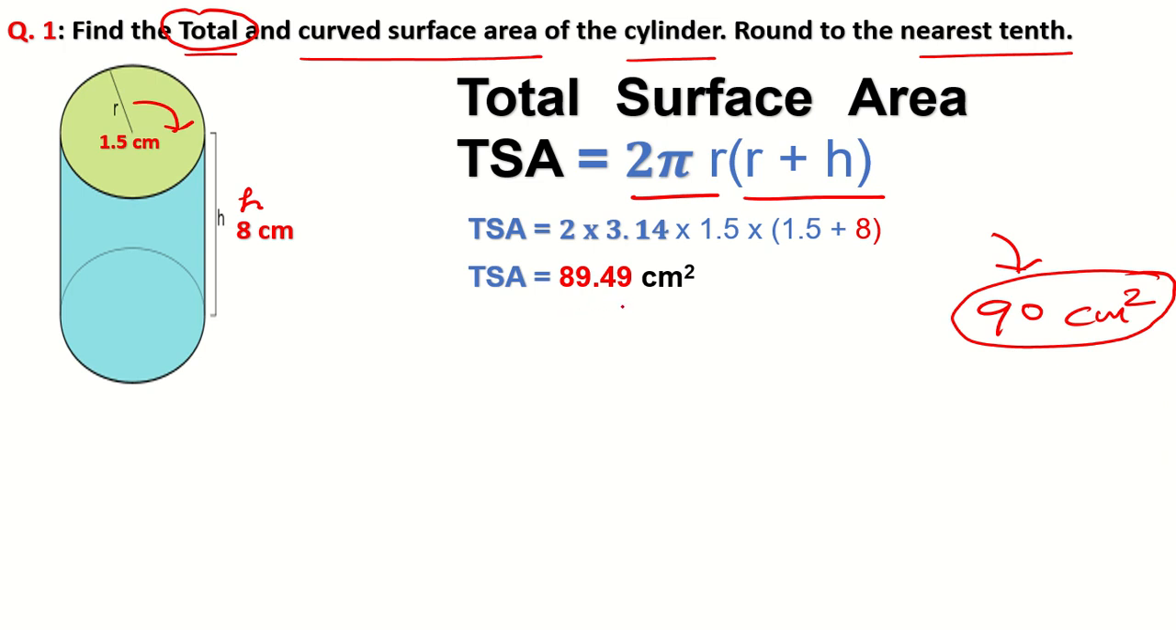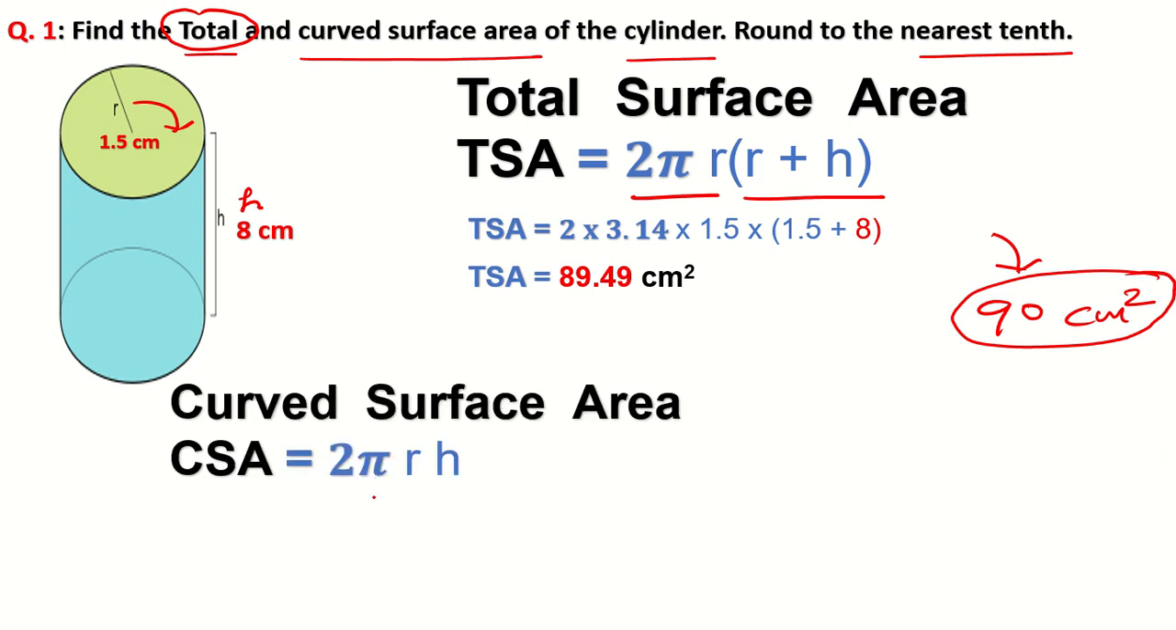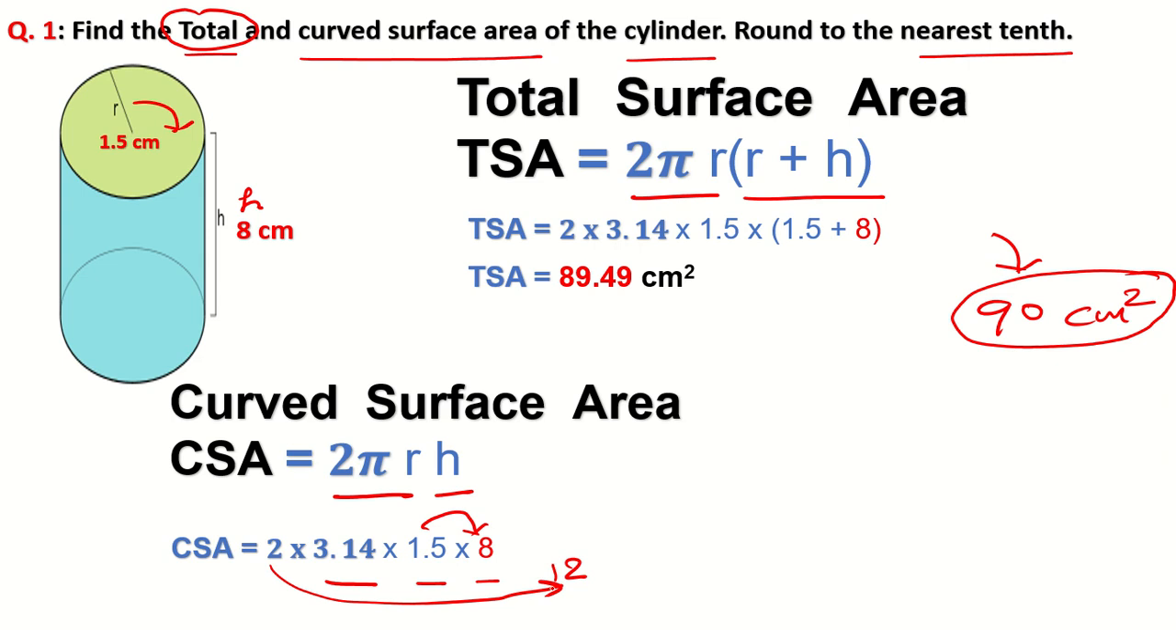Now, let's talk about curved surface area. Curved surface area is 2 pi r times h. So just plug in the values again. 2, 3.14 times 1.5 times 8. And again, as practice for approximation, you can simply put the values: 1.5 times 8 will be, I guess, 12. And then 2 times 12 means 24. And 24 times 3 means approximately 72 will be the answer.